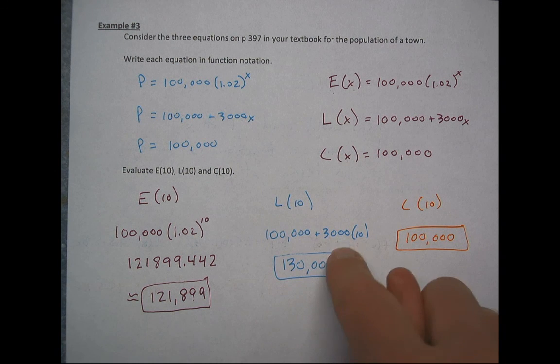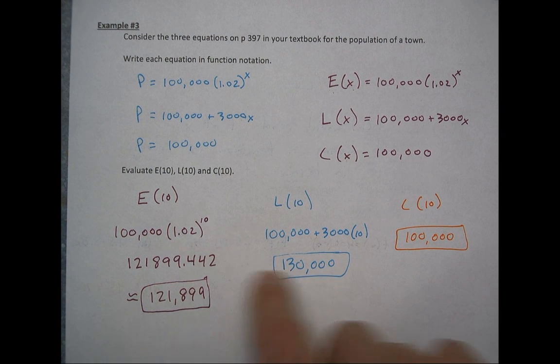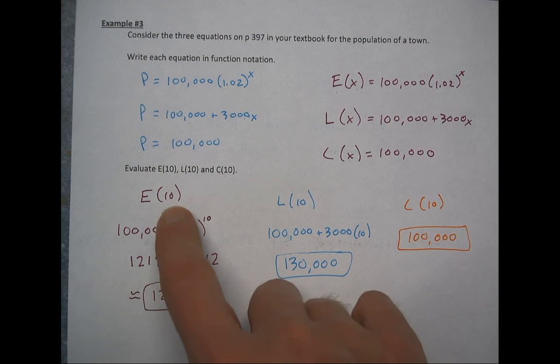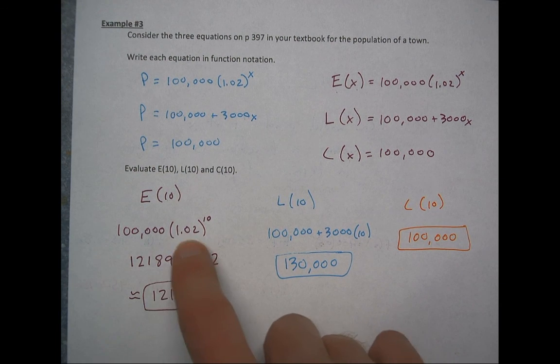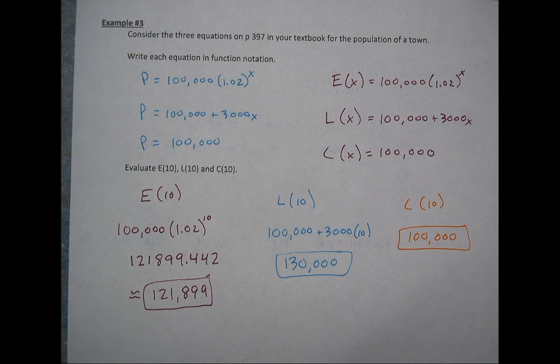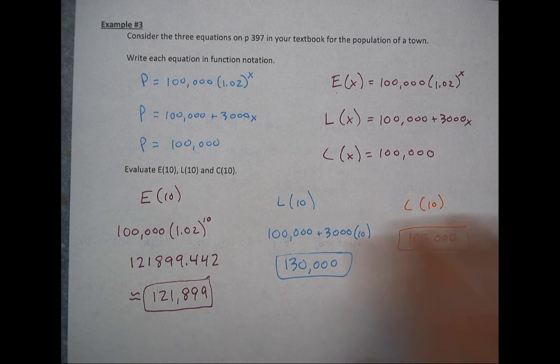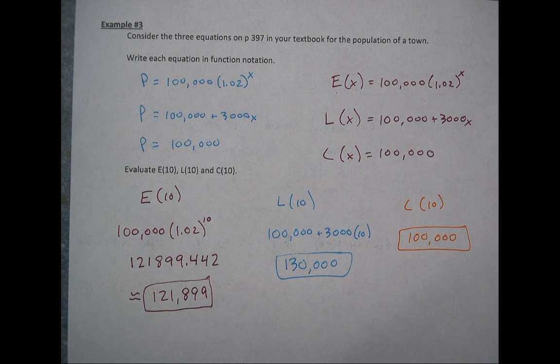Whereas if it's linear and going up 3,000 every year, after 10 years, it started at 100,000, now it's at 130,000. And in your exponential function, if the population is growing exponentially at 2%, after 10 years, we're at 121,899. So it's really just getting used to writing and reading these equations in function notation and as functions, which at first will be a little bit of an adjustment, but you kind of just get used to it, and it should be pretty simple moving forward.